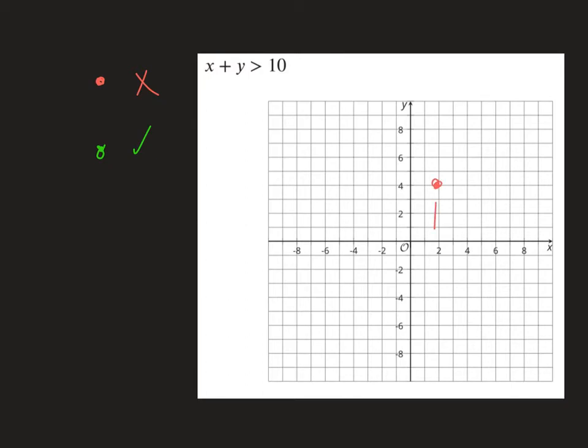And what do I know about that point? I know that that's (2, 4). And so when I take that and I do 2 plus 4, it's supposed to be bigger than 10. Is 6 bigger than 10? No, it's not. So that's a no-go point.